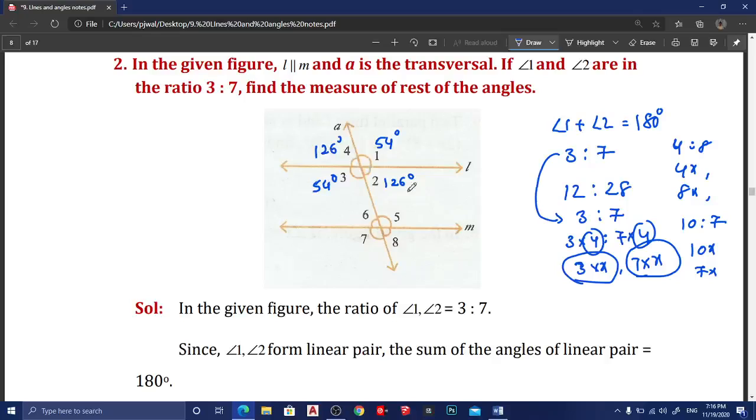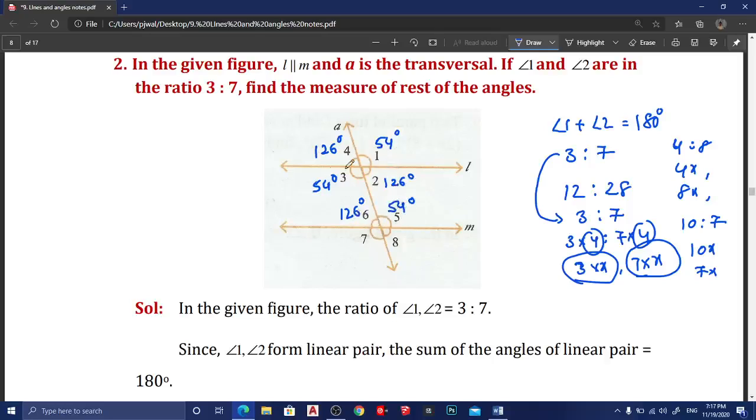So this pair is also equal. And now you can apply the properties of angles which are formed by the transversal. First one: angle 4 and angle 6 are corresponding angles. So corresponding angles are equal. Okay, now angle 1 and angle 5 are also corresponding angles. So this is also 54 degrees.